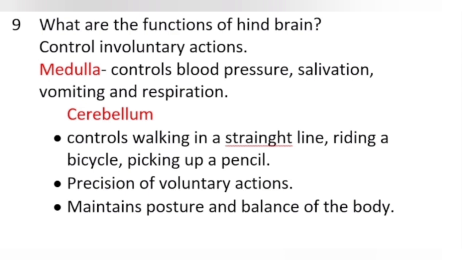Of this, medulla has mainly 4 controlling functions. It controls blood pressure, salivation, vomiting and respiration. Whereas cerebellum or the little brain controls walking in a straight line, riding a bicycle, picking up a pencil, etc. Please excuse the spelling of straight. Precision of voluntary actions and maintains posture and balance of the body.